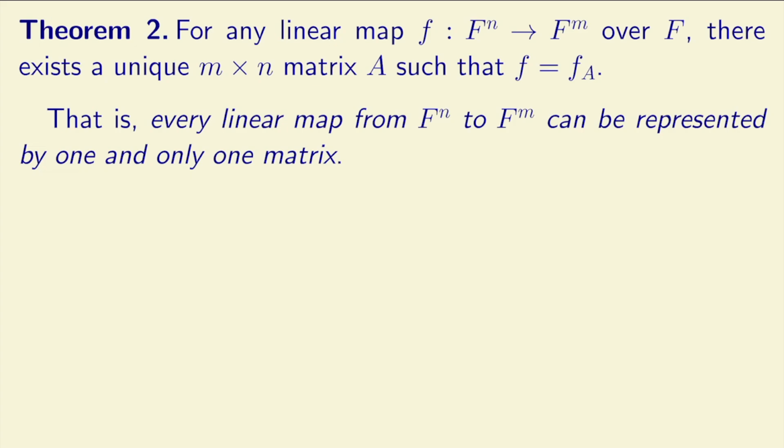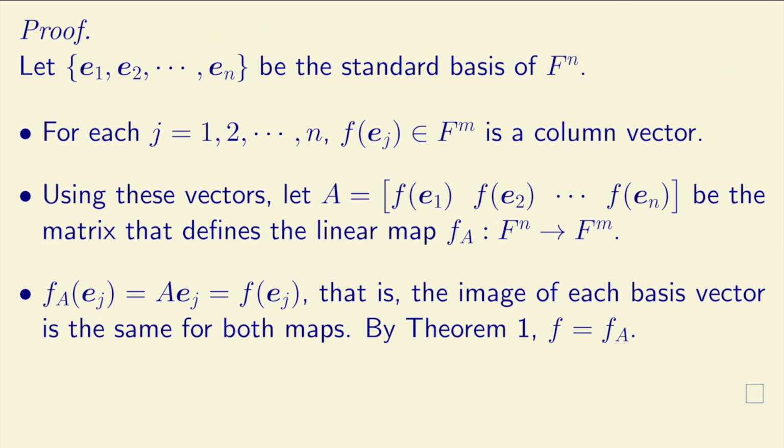And the proof for that uses Theorem 1. It says, let's define our matrix A by making its columns the images of the standard basis vectors. So A is the matrix where the jth column is f of ej. Then we know that fA of ej is also the jth column of A, so fA and f do the same thing to the basis vectors, and by Theorem 1, they must be the same map. Exactly. And since the columns of A are completely determined by what f does to the basis vectors, the matrix A itself is unique. That's a powerful connection between linear maps and matrices.